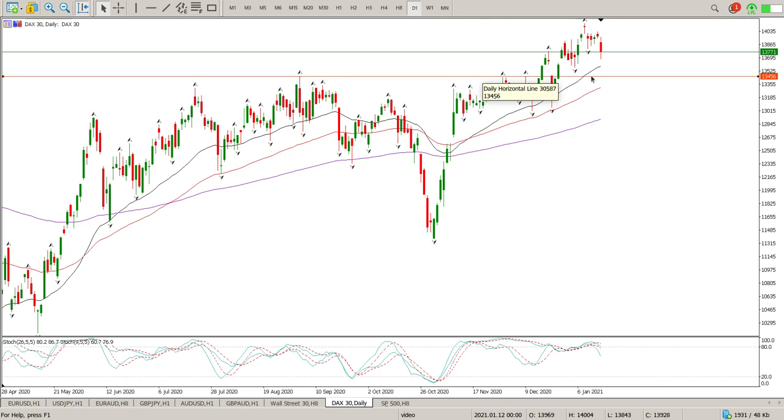I hope you're hearing the birds this morning. But that is the first bit of structure. We are kind of flirting with this area.